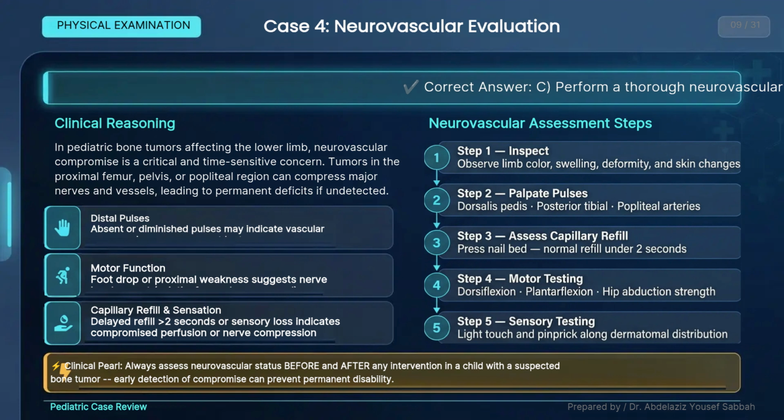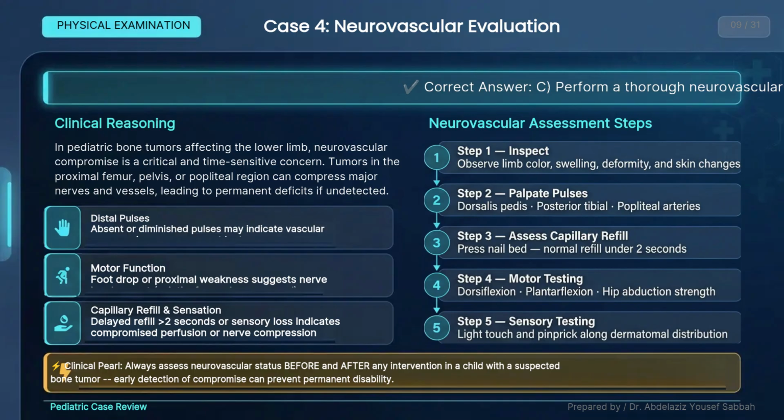Step 2, palpation of pulses including dorsalis pedis, posterior tibial, and popliteal arteries. Step 3, assessment of capillary refill by pressing the nail bed, with normal refill under 2 seconds. Step 4, motor testing including dorsiflexion, plantar flexion, and hip abduction strength. Step 5, sensory testing using light touch and pinprick along dermatomal distribution.